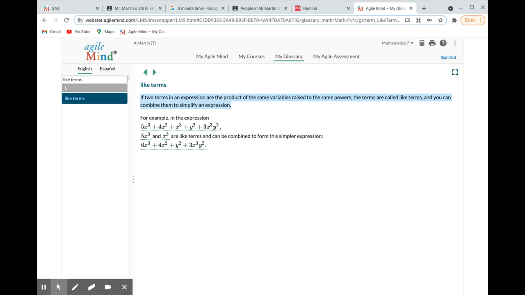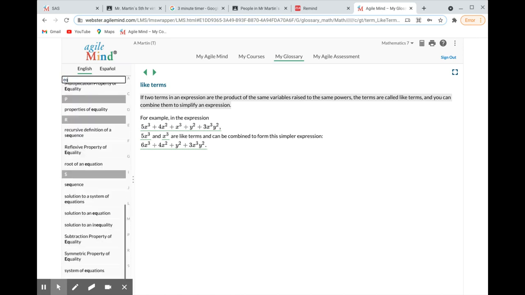If two terms in an expression are the product of the same variables raised to the same powers, the terms are called like terms, and you can combine them to simplify an expression. It's kind of like saying if you have two squares and a circle. Well, I can add a square to a square, but I can't add a square to a circle and make more squares or more circles. So like terms are terms that are the same and you can combine them to simplify an expression. I believe our last word was an equation.